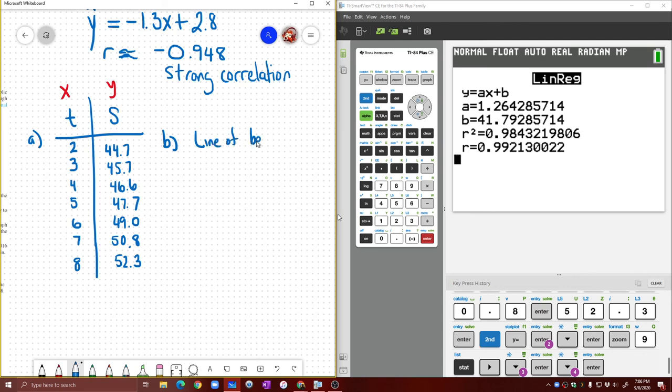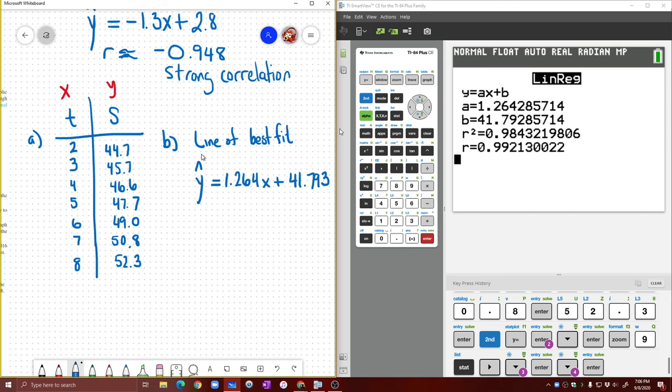The line of best fit. Remember, I'm going to write y hat, because we're approximating the y value with this line, is equal to, and now I'm just going to copy over my numbers: 1.264x plus 41.793. I'm rounding to 3 decimal places.